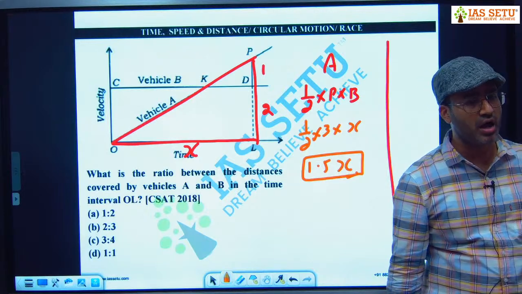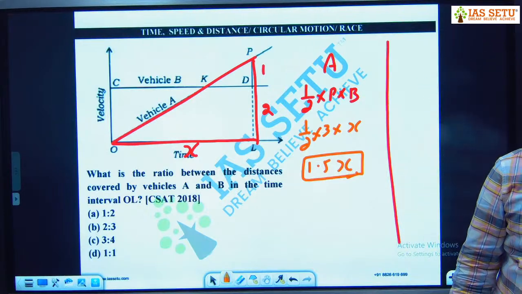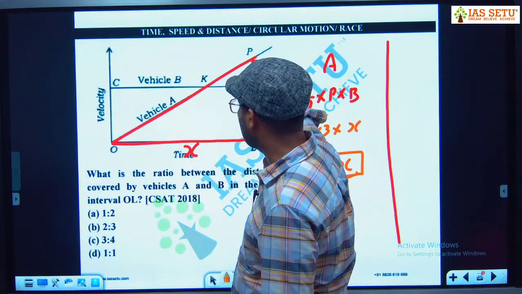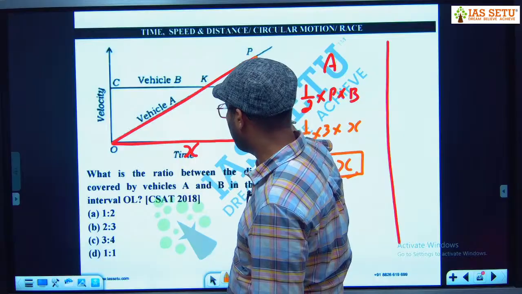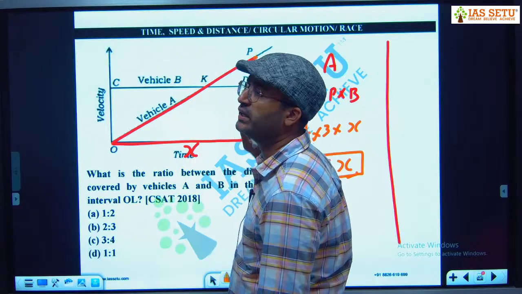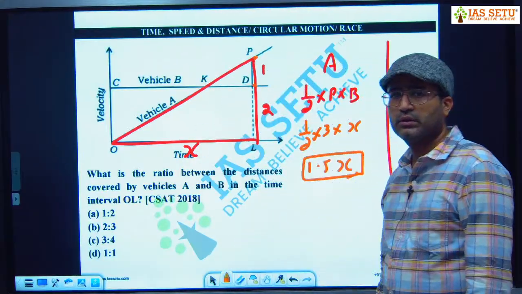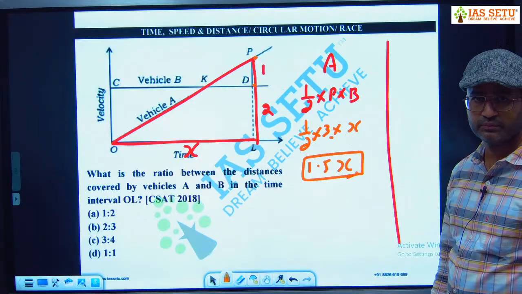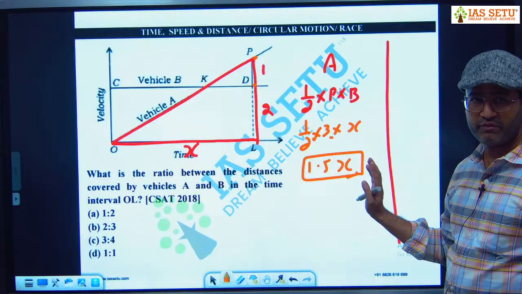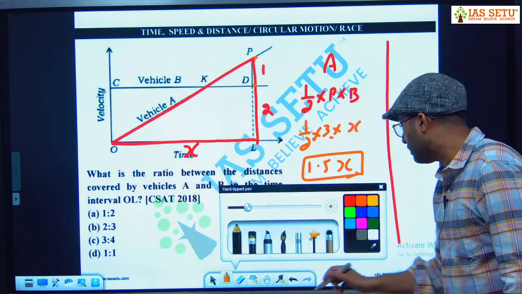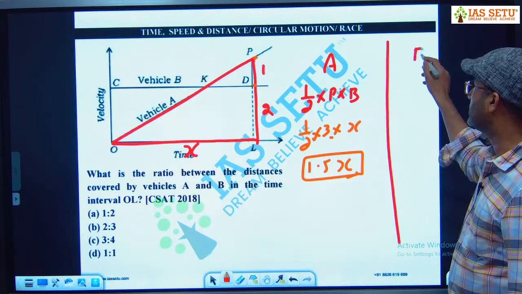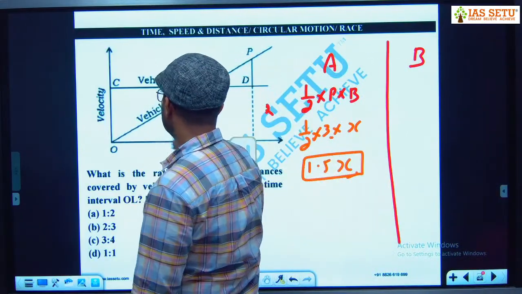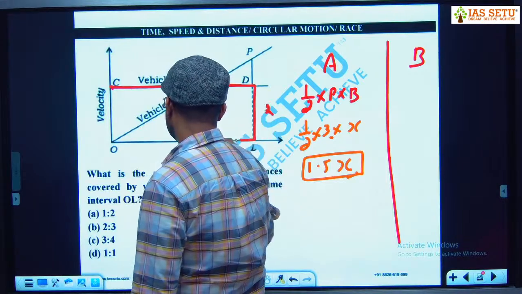ट्रायंगल का एरिया क्या होता है? हाफ इंटू परपेंडिकुलर इंटू बेस. बेस को मैंने x मान लिया, परपेंडिकुलर according to question it is 1 और 2, तो मैंने 1 और 2 सेंटीमीटर मान लिया. So it is 3 सेंटीमीटर, 1/2 into 3 into x, तो 3/2 होता है 1.5x. Now parallelly we calculate what is the distance travelled by vehicle B. So what is vehicle B? Vehicle B is the area of this rectangle.